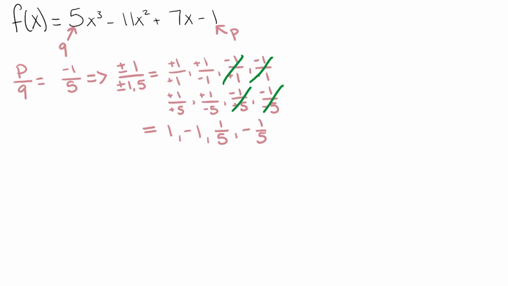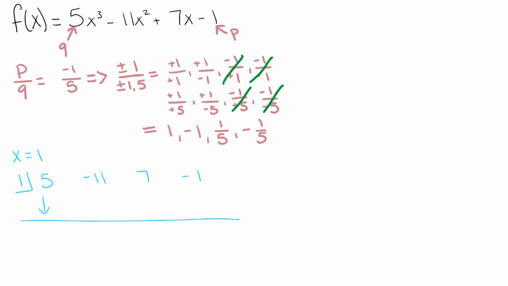So now what we want to do is start to work through these possible zeros and see which one is the actual zero for our polynomial. Let's start with x equals positive 1. So using synthetic division, we have 5, negative 11, 7, and negative 1.